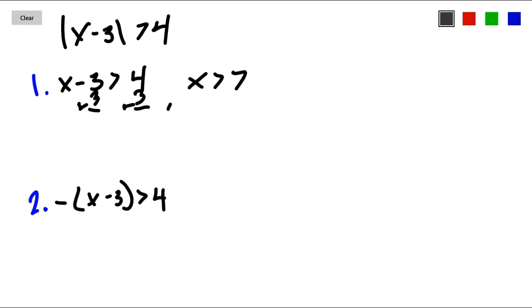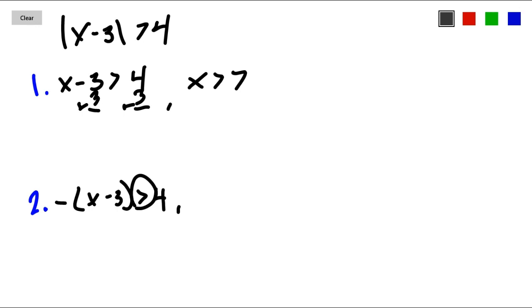And in this other one, something interesting happens. When we divide through by this negative, we have to switch the inequality symbol because what we're doing whenever we divide by a negative is essentially flipping all of the signs. And when you flip all the signs, you have to flip the inequality statement to make it consistent.